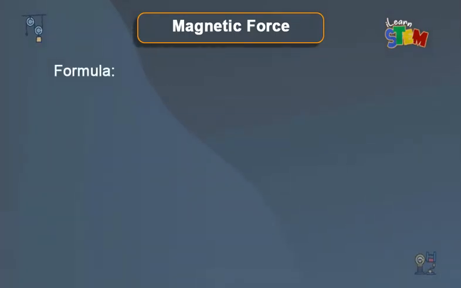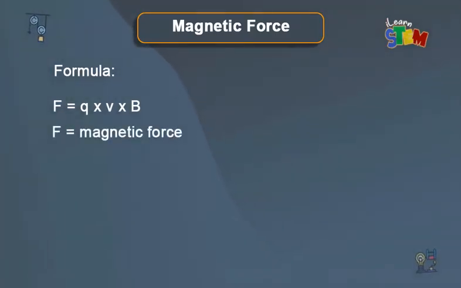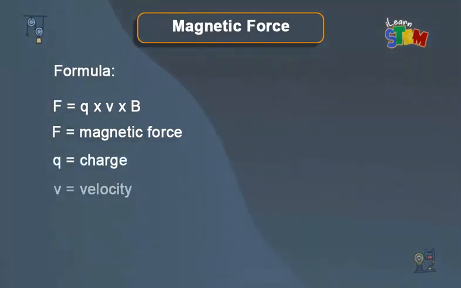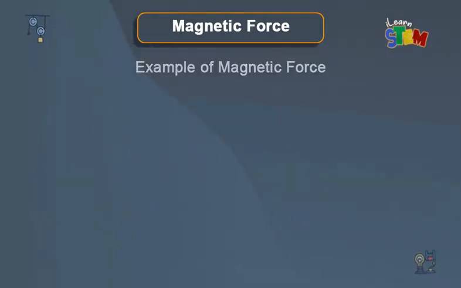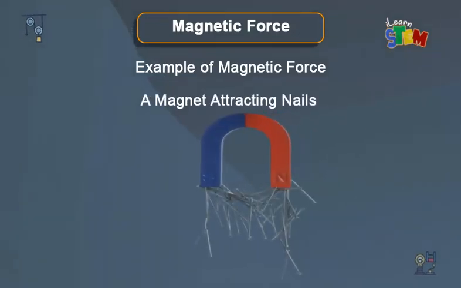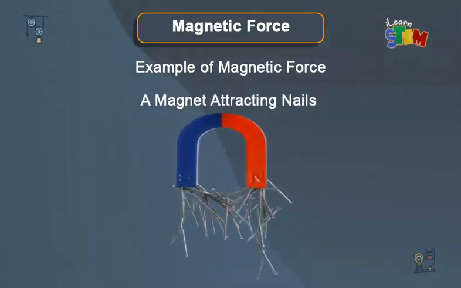The formula for magnetic force is F equals Q times V times B, where F is the magnetic force, Q is the charge, V is the velocity, B is the magnetic field. An example of magnetic forces: when a magnet attracts nails. A magnet attracts nails due to the magnetic force between the magnet and nail.